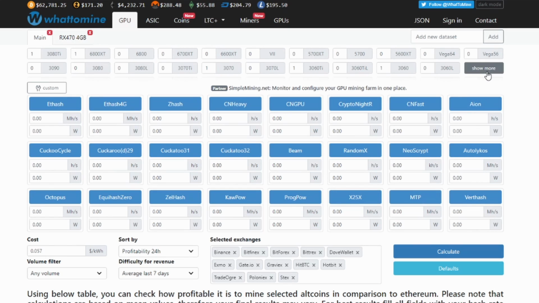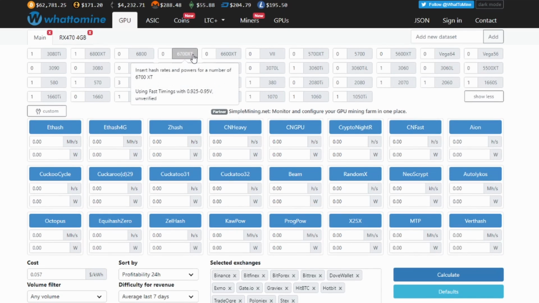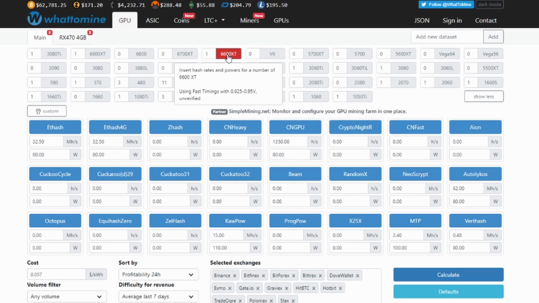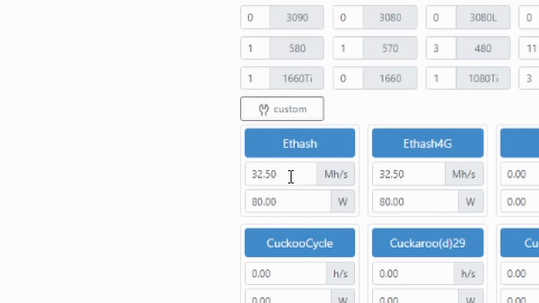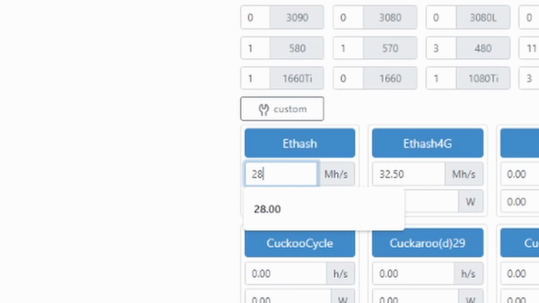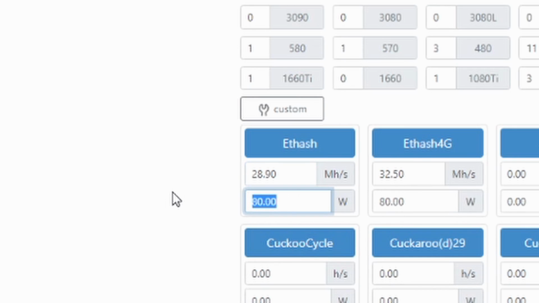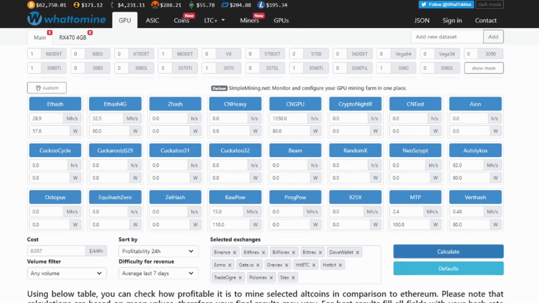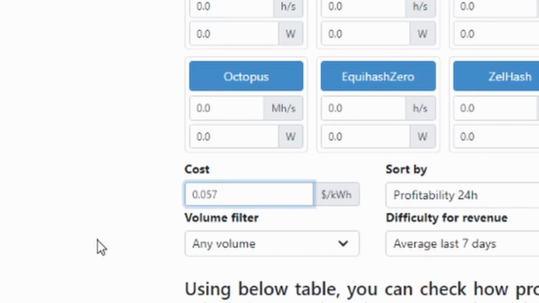Okay, so let's figure out our daily profitability here. Over on What to Mine, we're going to do Show More. Now, the 6600 by itself isn't even on here yet, but you do have the 6600 XT at the top. That one you can see is at 32.5 mega hash, which is why I want to get my hands on a 6600 XT so badly. But we're going to replace that with our 6600 stats. We're going to do 28.90 and our watts of 57.6. So let's go ahead and calculate here. Now our electricity cost is in place already, so we're good to go.